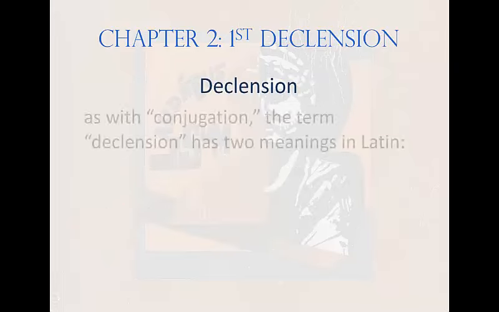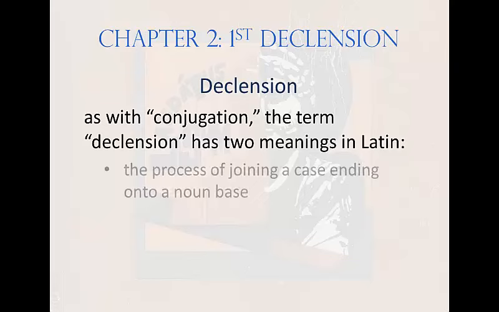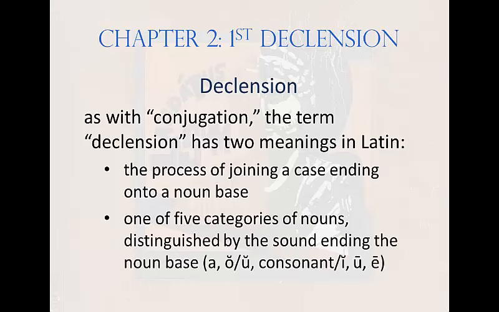Declension. As with conjugation, the term declension has 2 meanings in Latin. It means, first, the process of joining a case ending onto a noun base. Second, it is a term used to refer to one of the 5 categories of nouns distinguished by the sound ending the noun base: a, short o or short u, a consonant or short i, long u, long e.